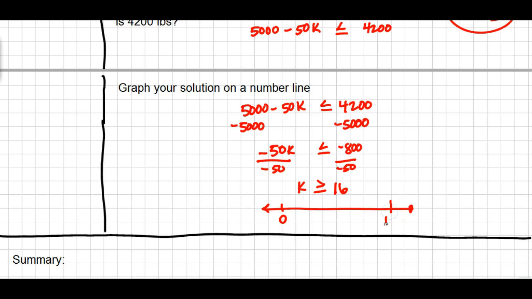So I decided to go by 2s in order to maintain enough space on my number line. And I know that 16 is included, so I'm going to put a filled in circle. And I want to go to the right, because those are where the numbers are greater than 0. Or excuse me, greater than 16. So I draw my arrow to the right.